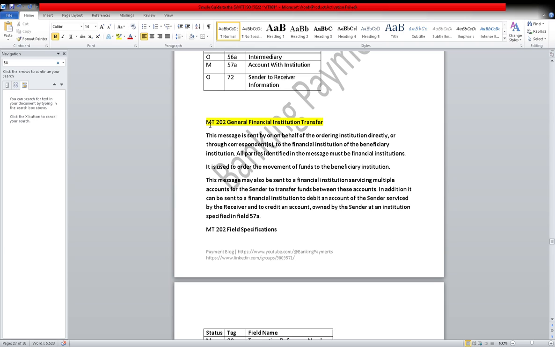Anyway, this is MT202 we are going to see now. The message is sent by or on behalf of the ordering institution, directly or through a correspondent, to the financial institution of the beneficiary institution. All the parties in the message must be financial institutions. We already saw the same text repeated. It is used to order the movement of funds to the beneficiary institution. This message can also be sent by a financial institution serving multiple accounts for the sender to transfer funds between these accounts. In addition, it can be sent by a financial institution to debit an account of a sender serviced by the receiver and credit an account owned by the sender institution.